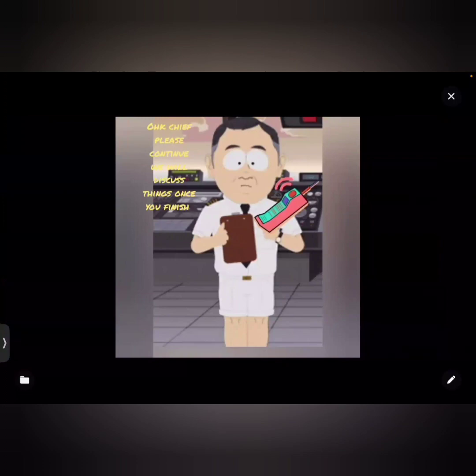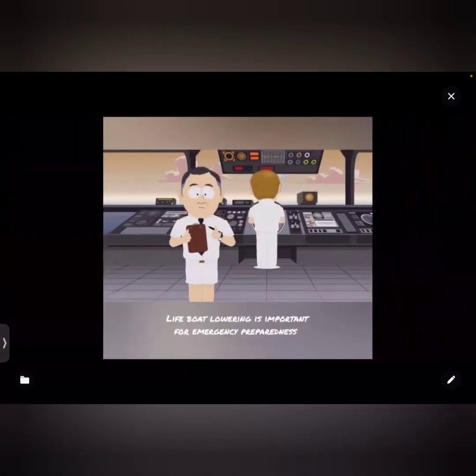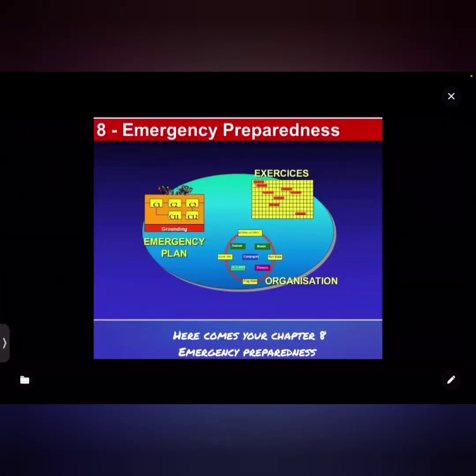Then the captain says, oh, chief, if you're busy in the lifeboat operations, then we will discuss the things once you finish. I need to discuss something very important to you. Then the captain tells the cadet, let him lower the lifeboat. Lifeboat lowering is very important for emergency preparedness. And that leads to chapter number 8, emergency preparedness.